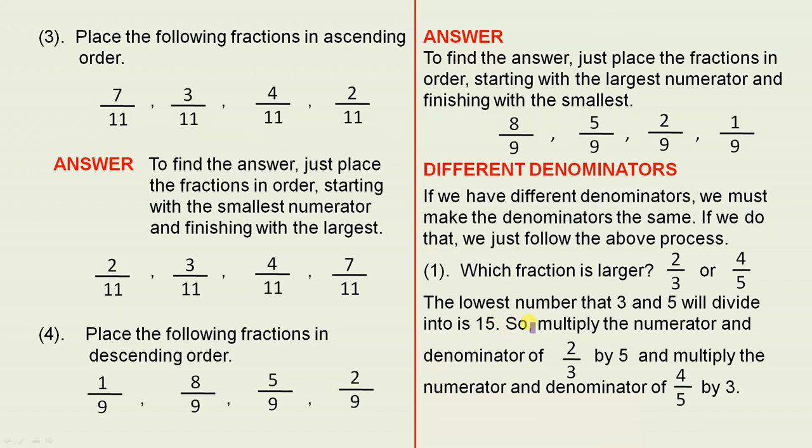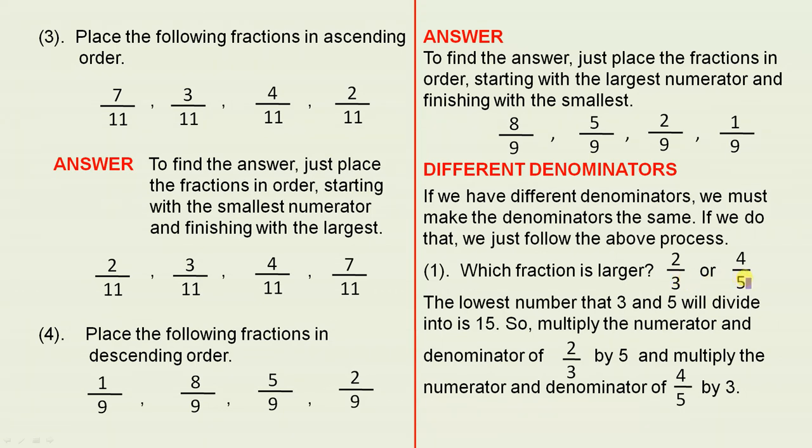So, what happens after that? Multiply the numerator and denominator of 2 over 3 by 5, and multiply the numerator and denominator of 4 over 5 by 3. How did we work that out? We've already worked out that the lowest number that 3 and 5 will divide into is 15. That's going to be our denominator. How do we get 15 for this fraction here? Just multiply it by 5 over 5, because 5 threes are 15.